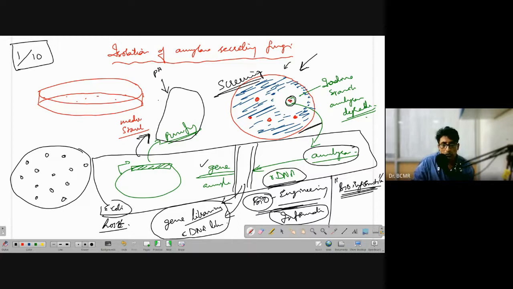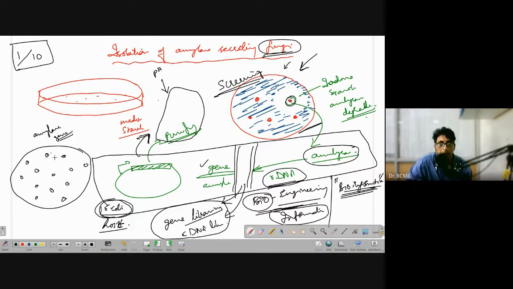So what host did you choose? The actual one that is given was fungi, and we are trying to use host E. coli. And if we have plated the gene library here, each one is having one clone. Each one is a clone. And how can we identify if there is any amylase producing gene?